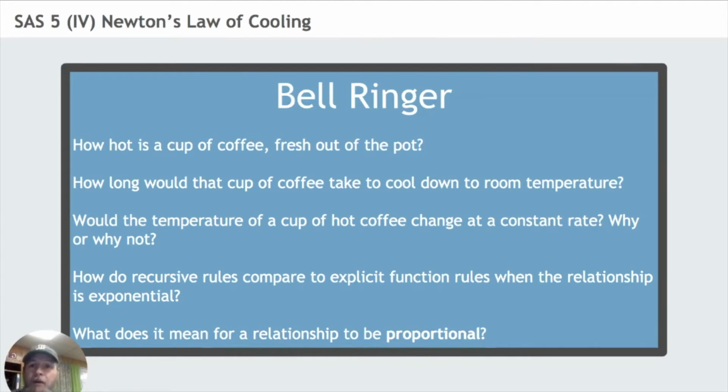But how long would that cup of coffee take to cool down to room temperature? Would the temperature of the cup of hot coffee change at a constant rate? Like, would it reduce a degree every minute or something like that? And if so, why? If not, why not? How do recursive rules compare to explicit function rules when the relationship is exponential? We kind of looked at that in the last lesson, comparing models. And what does it mean for a relationship to be proportional? So we'll look into all of that.